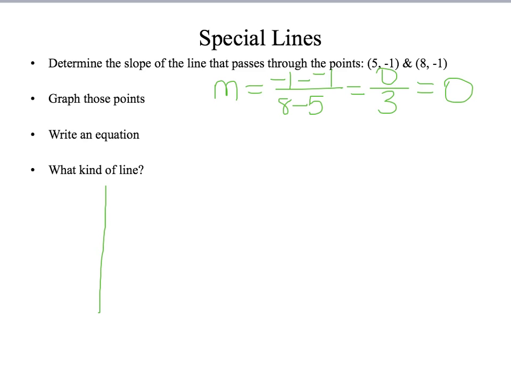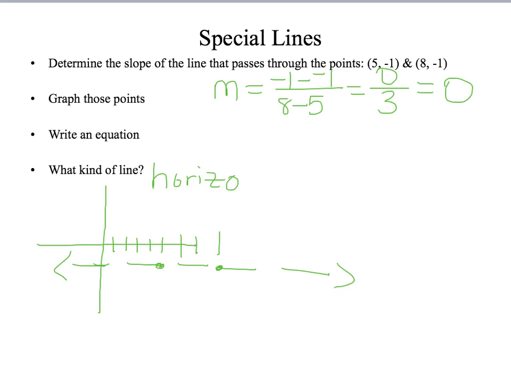I'm going to sketch a little graph of these points. There's 5, -1, and 8, -1. Notice that if I connect those 2 points, it is a horizontal line. All horizontal lines have an equation of y equals some constant. And it's pretty easy if I give you the ordered pairs to figure out what constant that is. Y equals whatever y equals, -1.